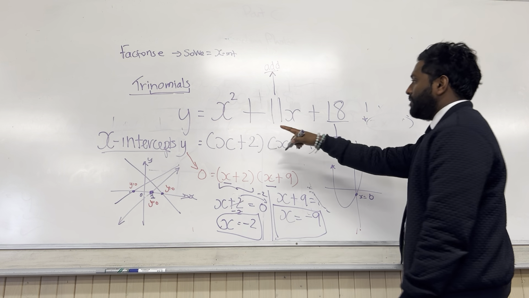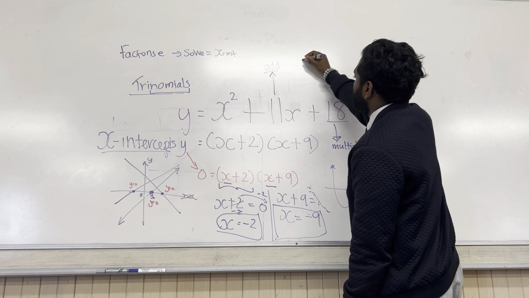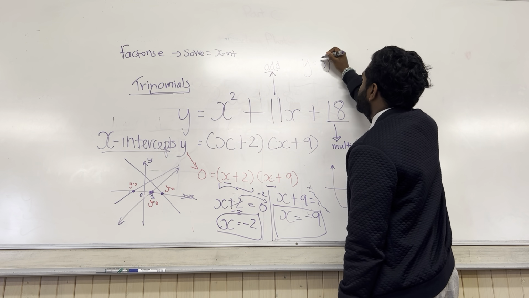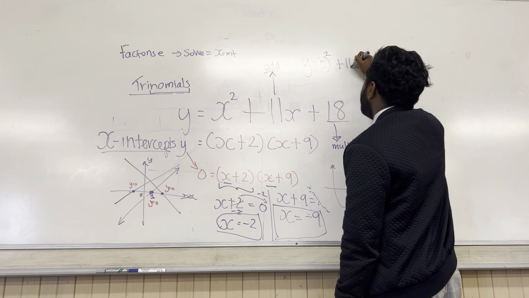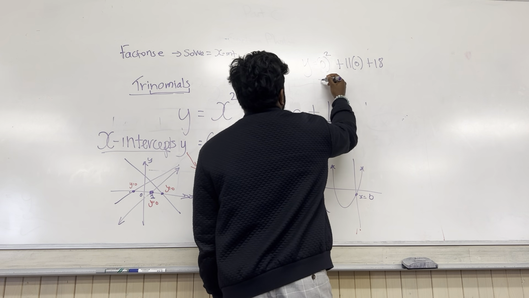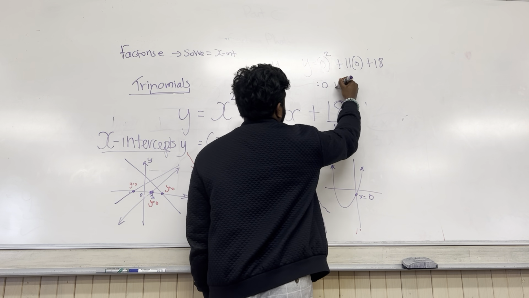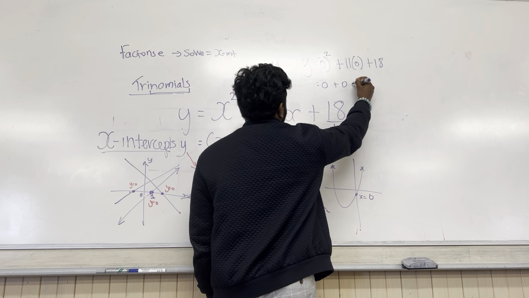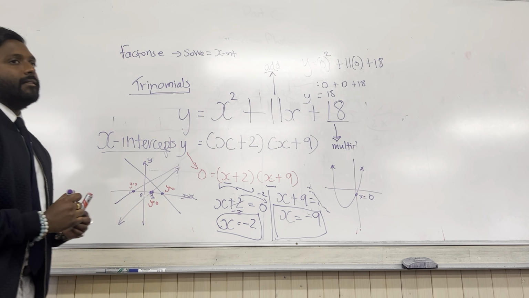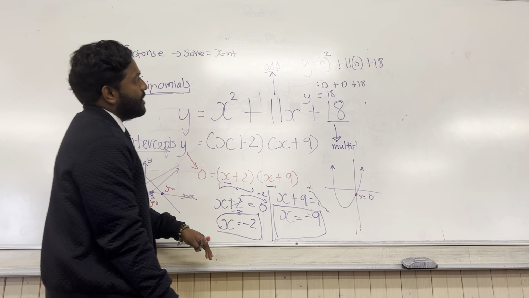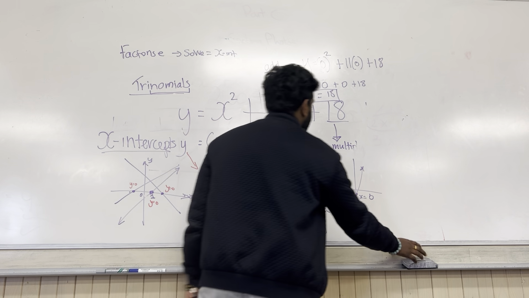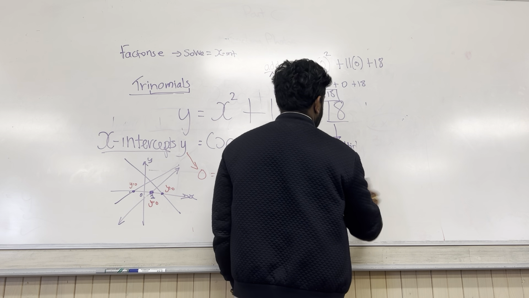So what was your equation? Y is equal to 0 squared plus 11, open bracket 0 plus 18. What's 0 squared? 0. What's 11 times 0? 0. Plus 18, that's 18. Y is equal to 18. So that's your x-intercepts, and that's your y-intercept. Great.